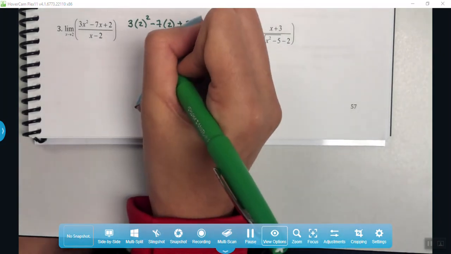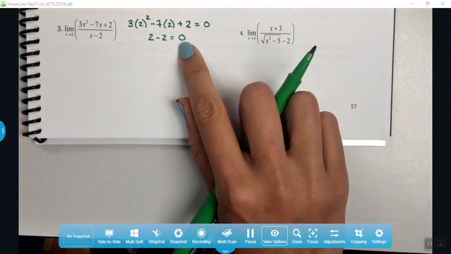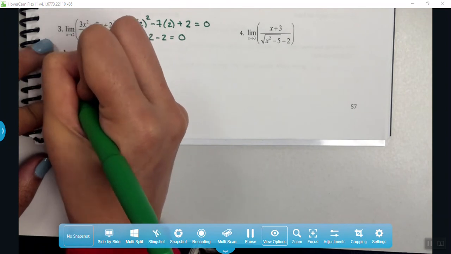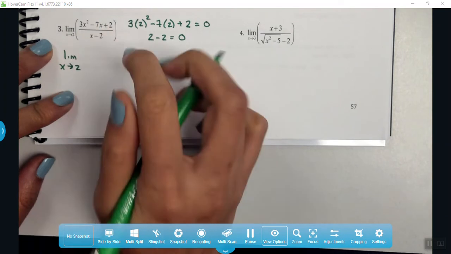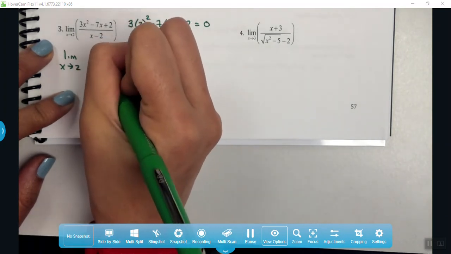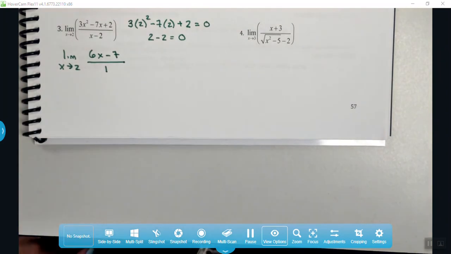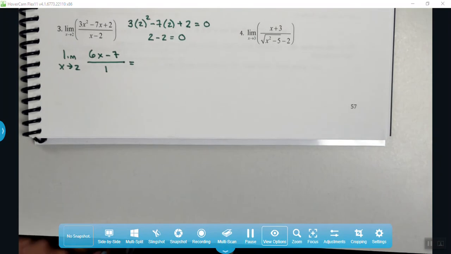And then 2 minus 2 is 0. Are they both 0? Yes. Okay, so then we can do L'Hopital's and we can go limit as x goes to 2 of, and then what's the derivative of the top? 6x minus 7. And the derivative of the bottom is 1. So now we can plug in 2 and we get, okay. It's nicer than factoring.